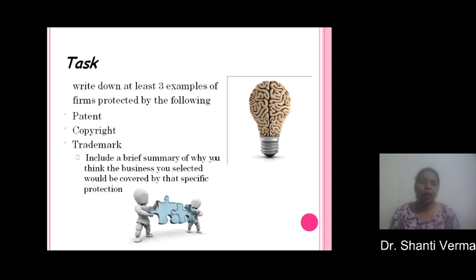So I want to give you a task. Write down at least 3 examples of firms protected by the following: with patent, with copyright, and with trademark, and include a brief summary of why you think the business you selected would be covered by the specific protection. It means you have to write why this business idea can be called a patent, copyright or trademark.